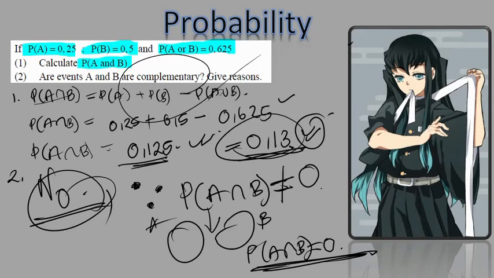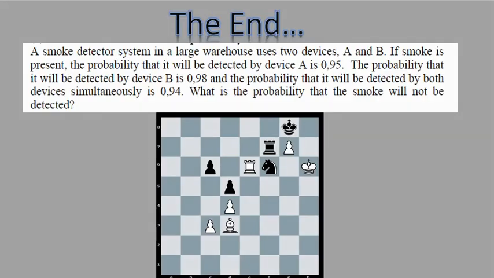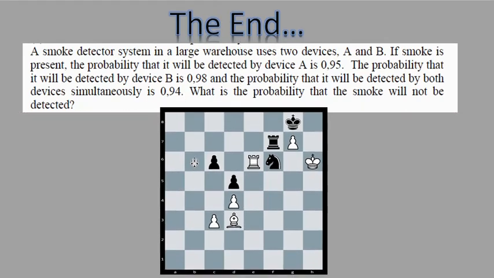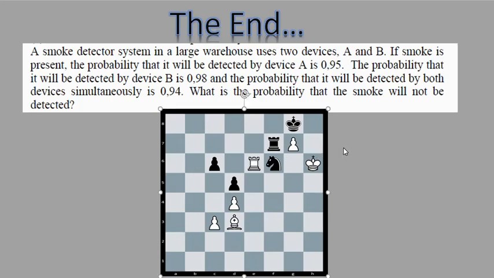So I'll throw you the last one, but I won't solve it with you. I hope you'll be able to solve that question on your own. And those of you who are in the group with me, you can share the solutions with me on WhatsApp, right? So here's my parting shot. A smoke detector system in a large warehouse uses 2 devices. Read the statement and see if you can answer this question based on your probability understanding. And this is a level 4 question, so just try it and see if you can win.